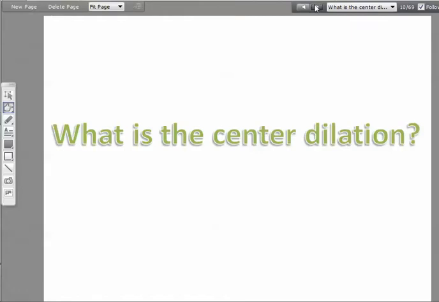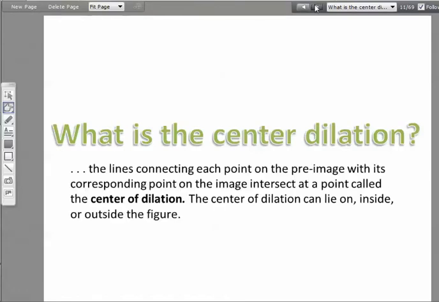Okay, what is the center of dilation? The lines connecting each point on the pre-image with its corresponding point on the image intersect at a point called the center of dilation. The center of dilation can lie on, inside, or outside the figure. And all that might sound a little confusing, but we're going to see some pictures here in a little bit that'll help make it more clear.